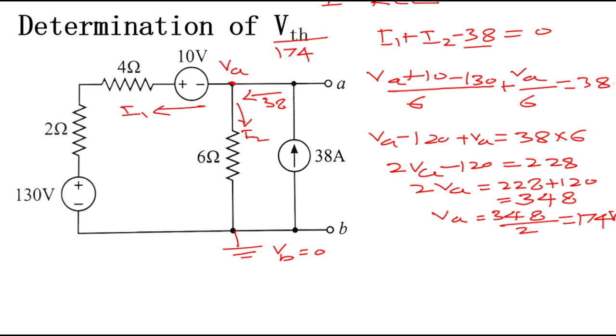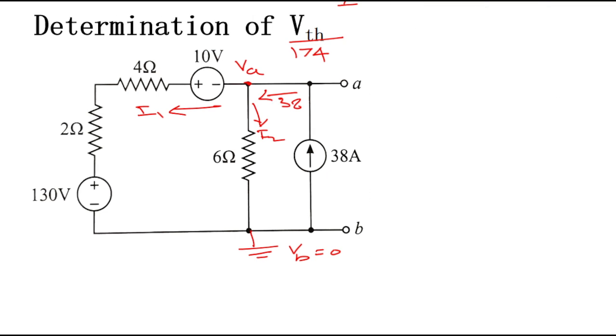But let us try another method also. So for trying another method, we can apply the KVL here, right? In this mesh we can apply the KVL. So let us try to find out VTH by this KVL method or mesh analysis. So first let me erase all these things.